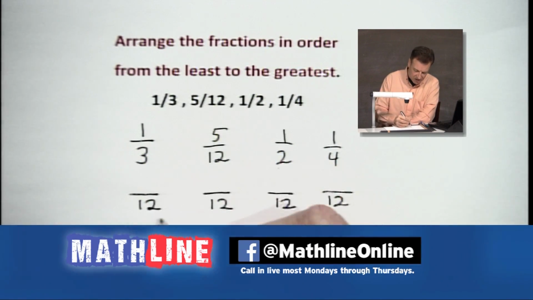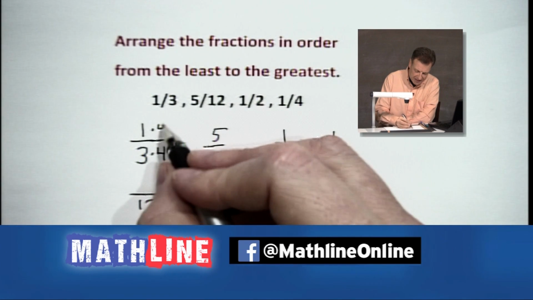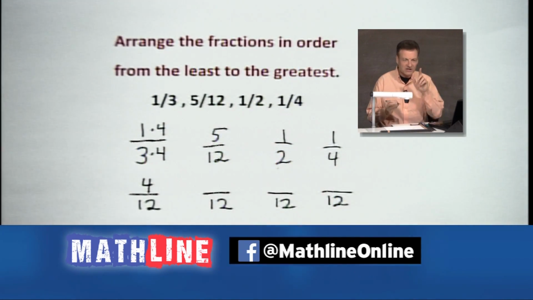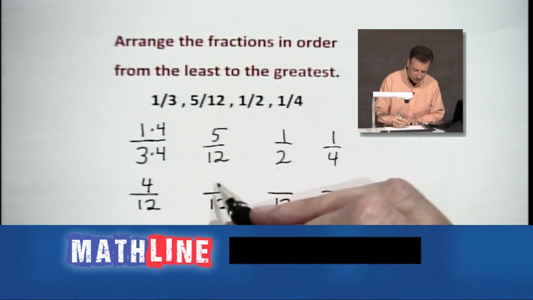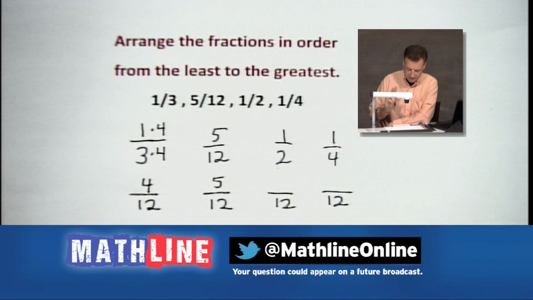So let's see what happened. On this 12, it looks like we multiplied by 4, didn't we? So we want to make sure we multiply that numerator by 4. I'm going to go ahead and put the 4/12 right there. Hopefully you all are seeing what's going on. 5/12 didn't change a bit. Leave it alone. No need to mess with it. Well, it's like 12 times 1, isn't it? That's how we did it.